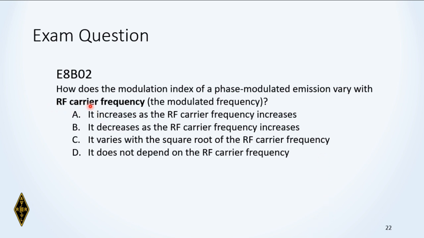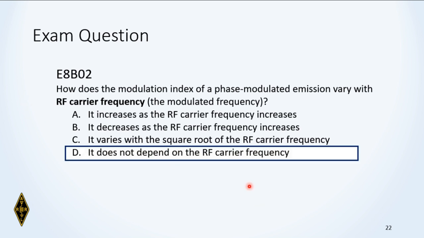By the way, this won't be bolded in your test, okay? But I'm wanting you to remember this. How does the modulation index of a phase modulated emission vary with RF carrier frequency? What was that? D, yep. Does not depend on the RF carrier frequency. The formula was deviation and maximum audio frequency, and the RF carrier frequency wasn't a part of that calculation. So it does not depend on the RF carrier frequency. Good. So now we won't need to bold this, and you'll still get it right.